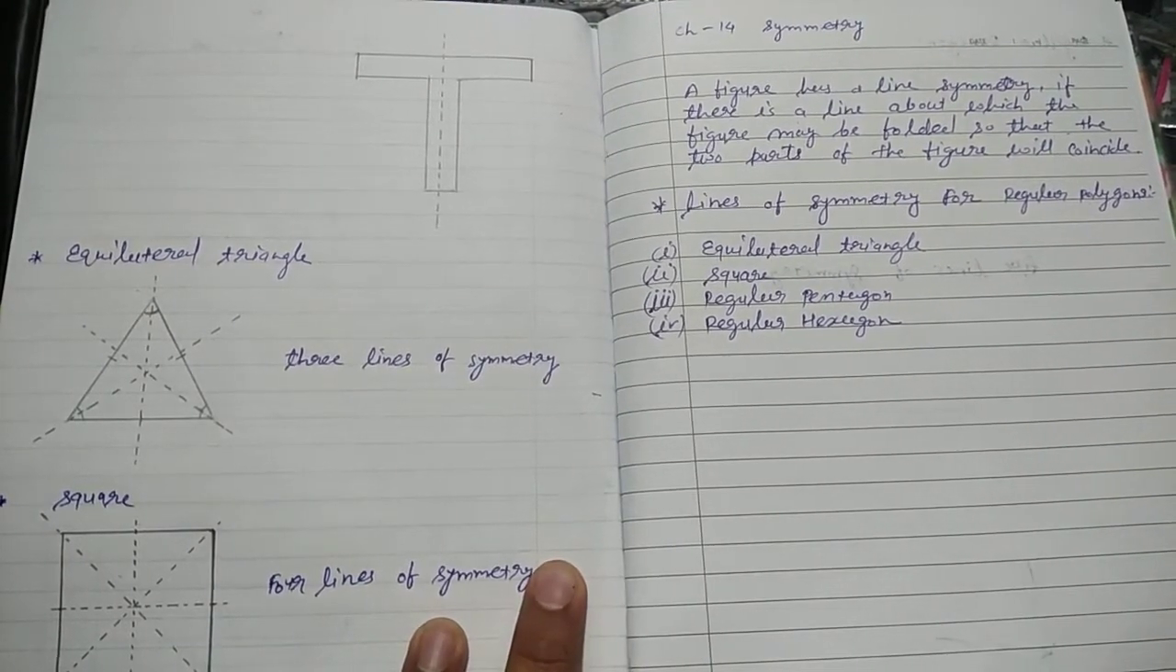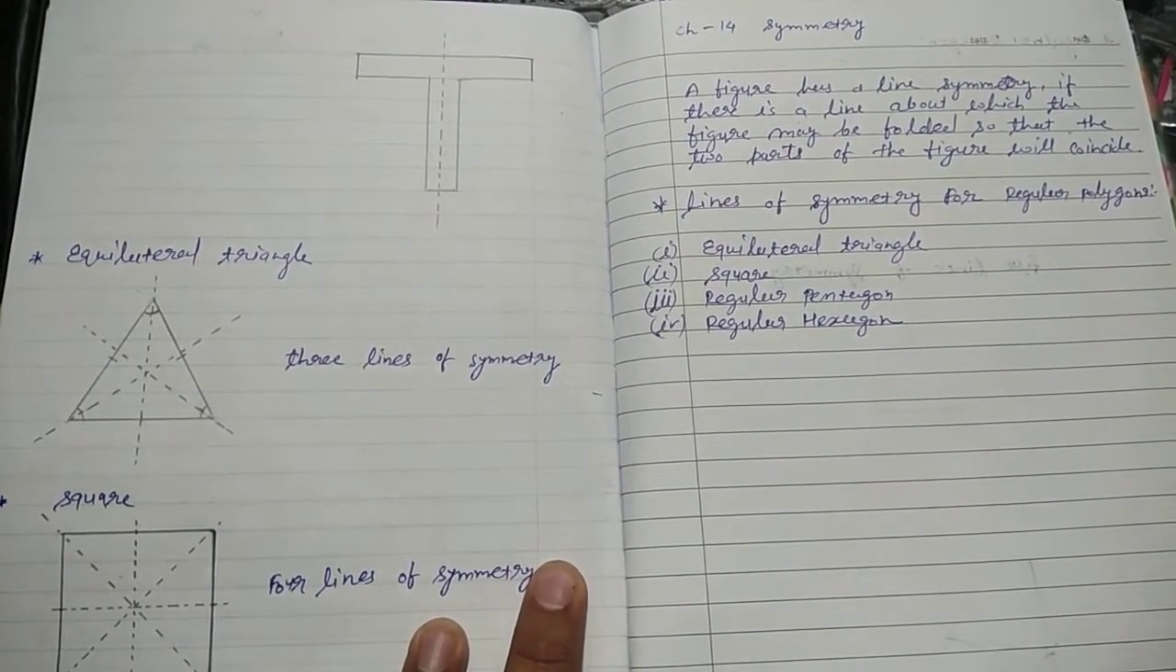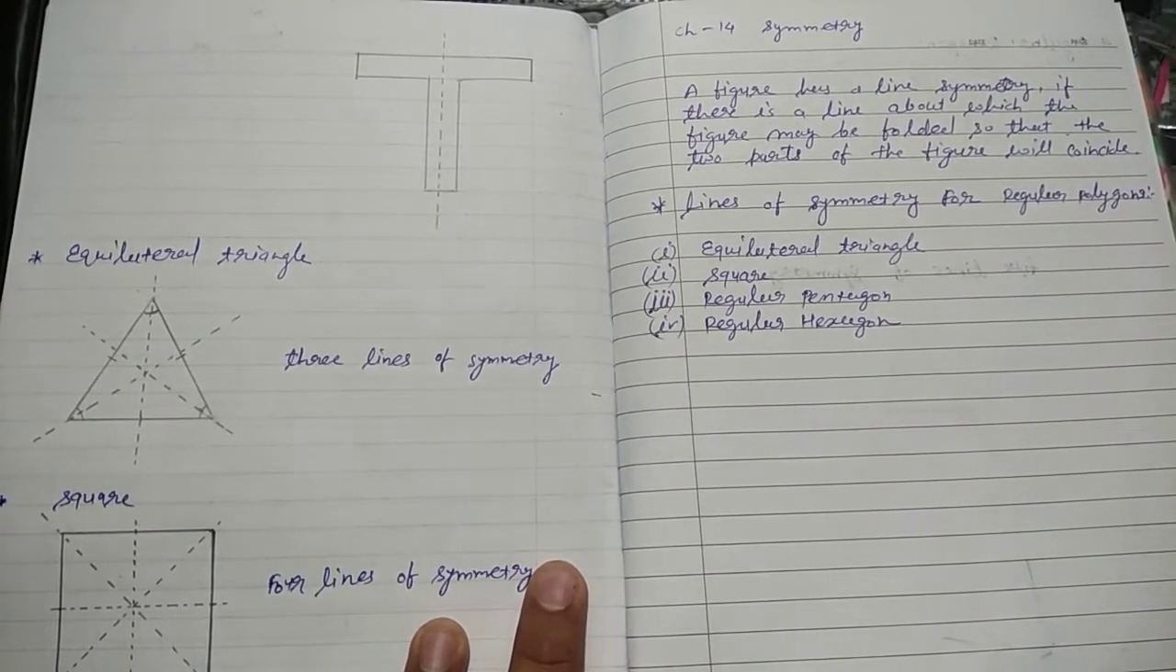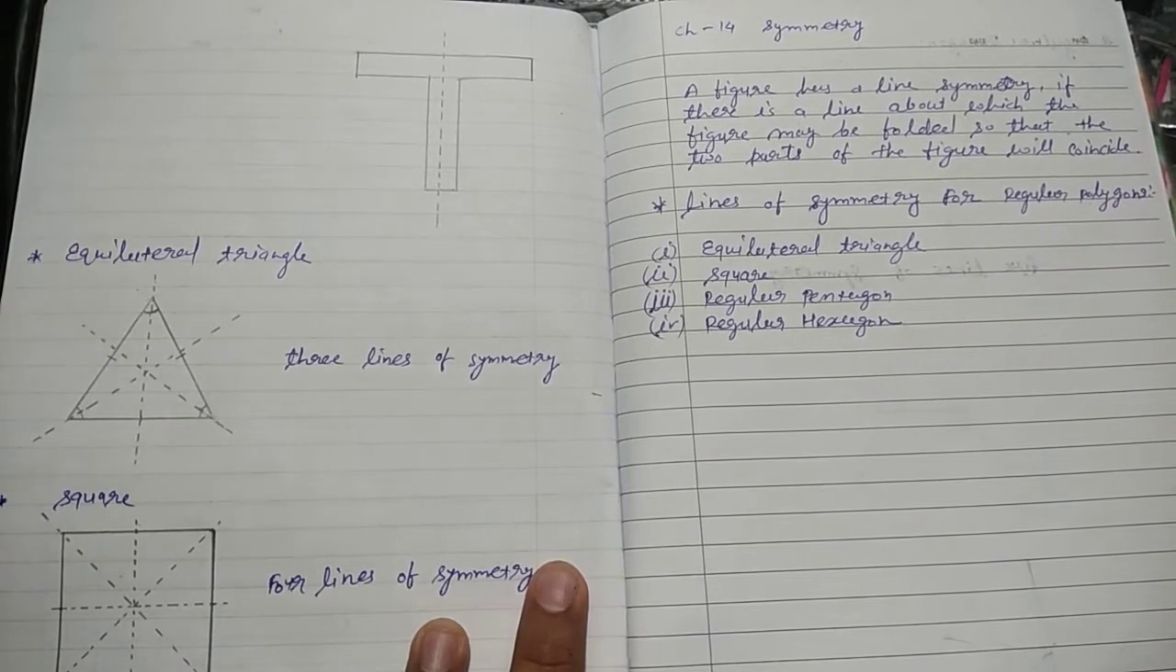Hello students, let's learn new chapter number 14, symmetry. Symmetry is a most important geometrical concept. This chapter is from the geometry branch of mathematics.